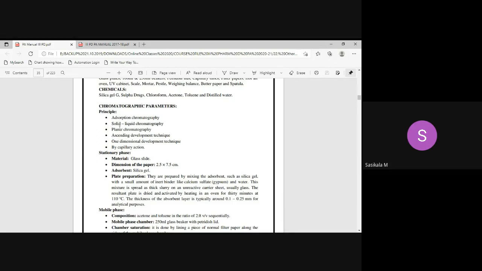And the ascending development technique: that is against gravitational force, the solvent is moved in the mobile phase chamber for development of the sample. In only one direction the development occurs, so it is called the one-dimensional development technique. How does the solvent move against gravitational force? Through capillary action. This capillary is formed between the pores of silica gel. Silica gel is a polymer; when it forms layers, it creates pores, and those pores are called capillaries. So by capillary action, the solvent moves against gravitational force through ascending and one-dimensional development. So this is the principle.